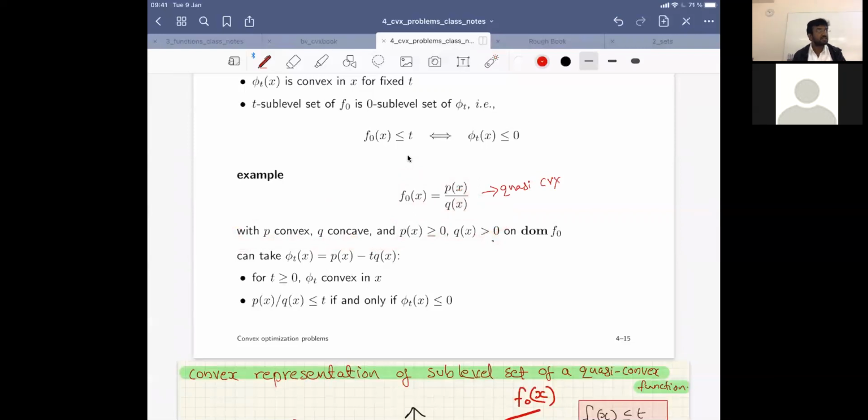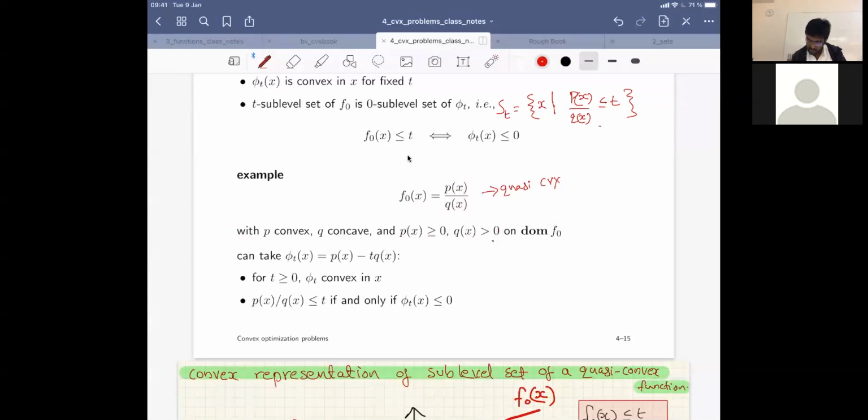Why is this a quasi-convex function? How do you examine the quasi-convexity? You will see whether the set of x such that p(x) by q(x) is less than or equal to t is a convex set or not. This is the t sublevel set. That is how you prove quasi-convexity: the alpha sublevel set or t sublevel set has to be convex. So is this happening here?